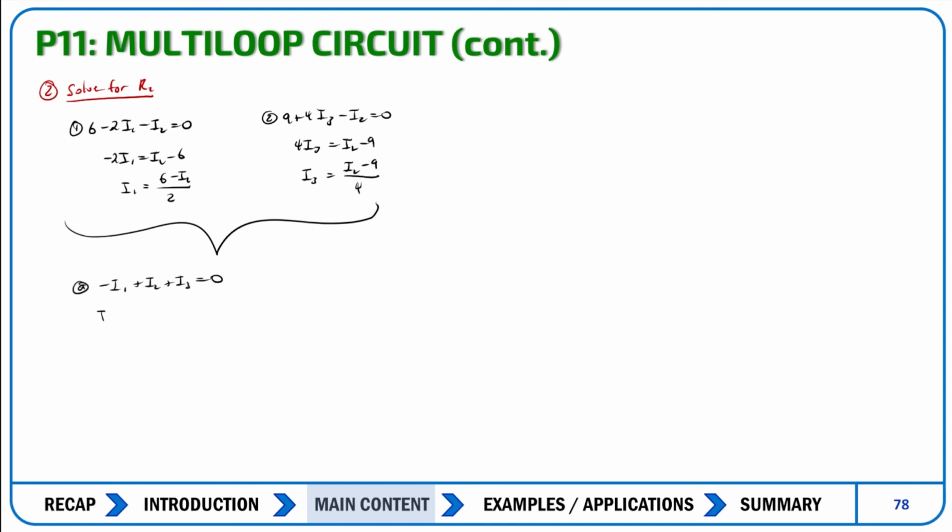I1 is now replaced with (I2 minus 6) over 2, plus I2, plus (I2 minus 9) over 4 is equal to 0. I can see that I2 is going to be equal to 6 minus I2 over 2 minus (I2 minus 9) over 4. I2 is then equal to 3 minus 1/2 I2 minus 1 over 4 I2 plus 9 over 4.